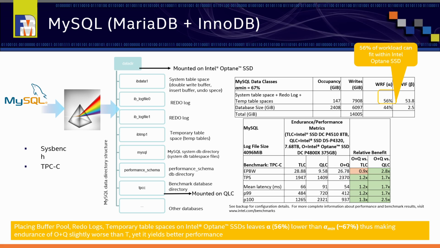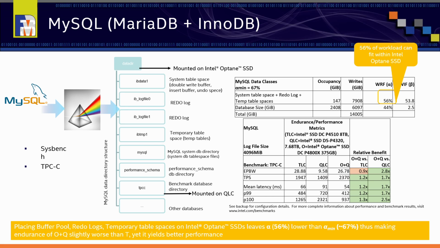And the third database we tried was MySQL. This is a very popular SQL database. We used Sysbench with the TPCC benchmark. Similarly to MongoDB and RocksDB, we tried to identify which files or which data we want to put on Optane and which data should go to QLC. We identified the redo log, temporary table space, and also the MySQL system database, which contains a double write buffer.